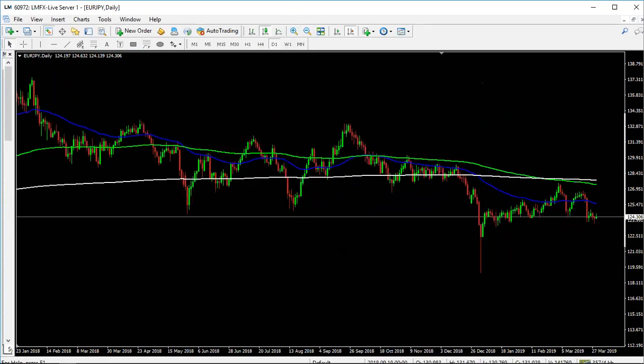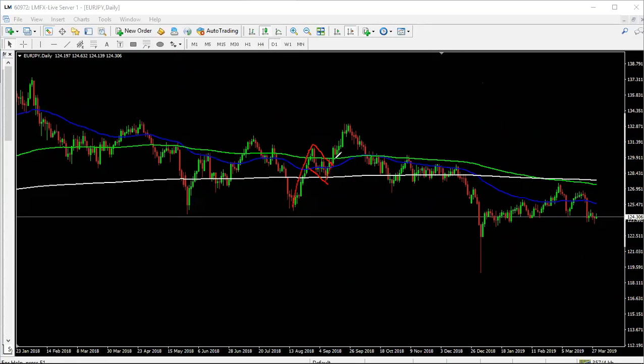So, descending channels are the exact opposite. They're a correction of an upward impulse. For instance, you see we have an impulse here. We have our descending channel. Guys, this is straightforward. A descending channel is a reversal to the upside.